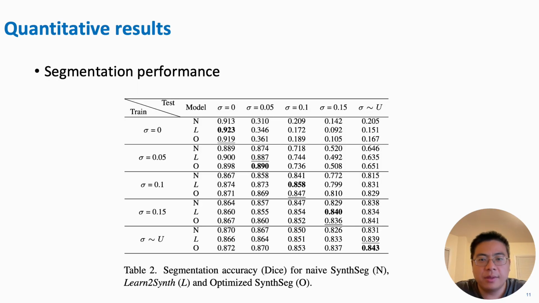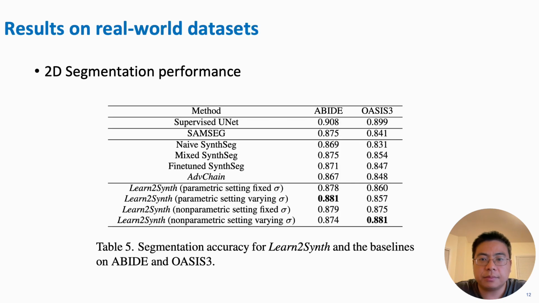Across settings, Learn2Synth achieves consistent dice improvements over SynthSeg. These gains demonstrate that optimizing the synthesis distribution helps improve segmentation performance. On real MRI datasets such as ABIDE and OASIS3, we also observe substantial improvements in dice. This confirms that the model works well beyond the synthetic domain.